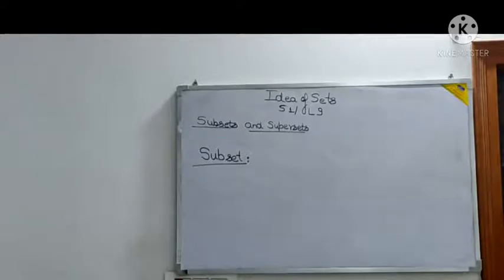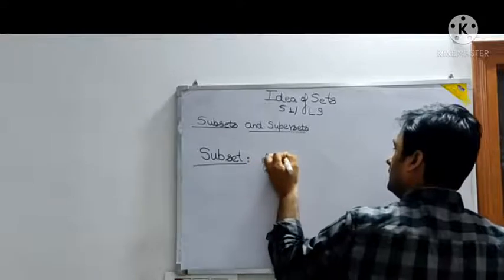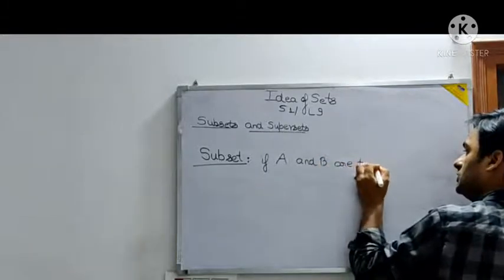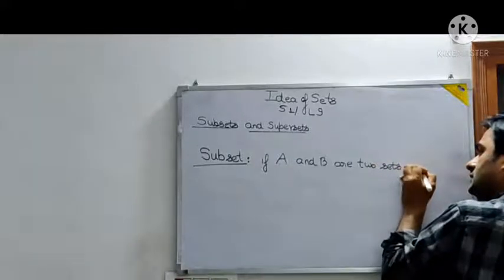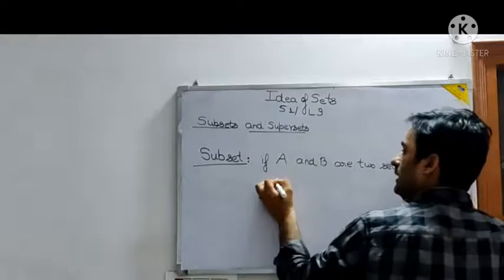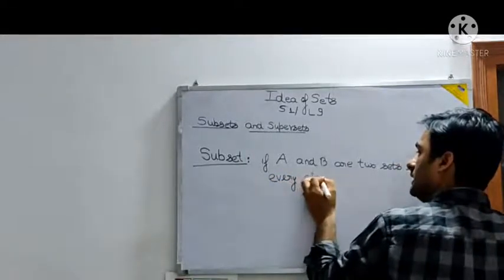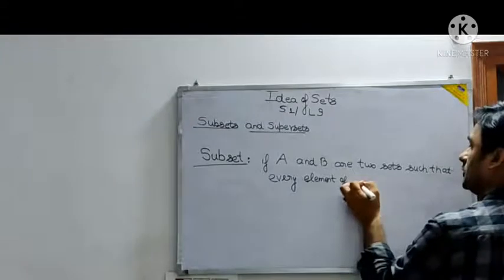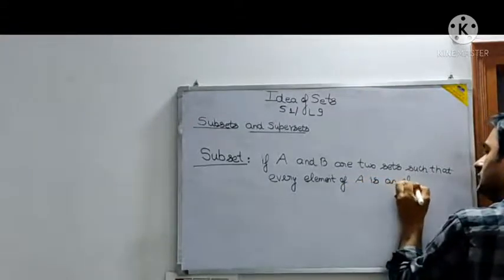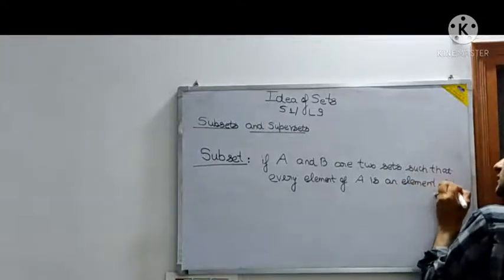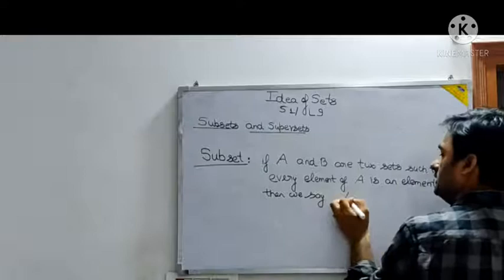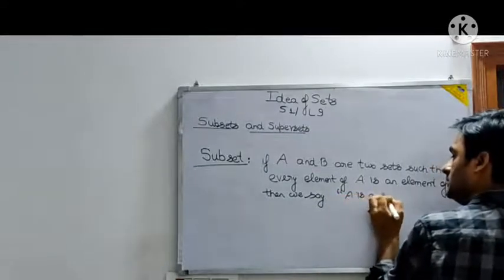If A and B are two sets such that every element of A is an element of B, then we say A is a subset of B.